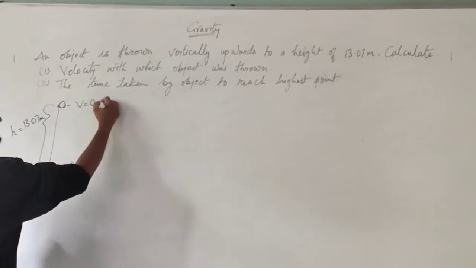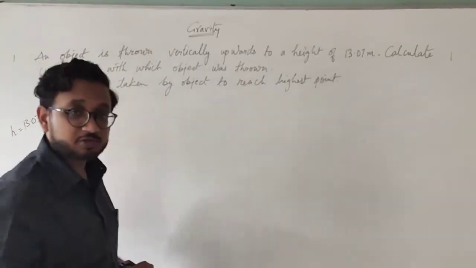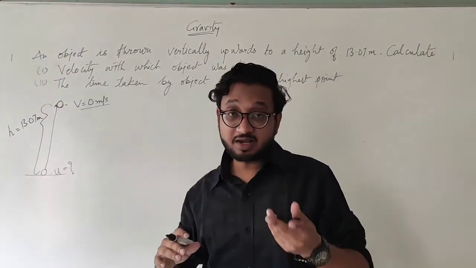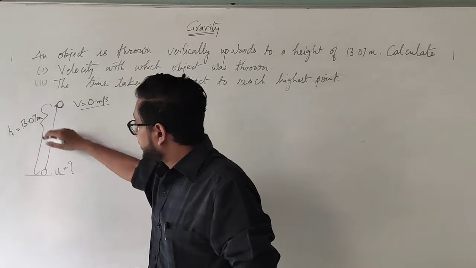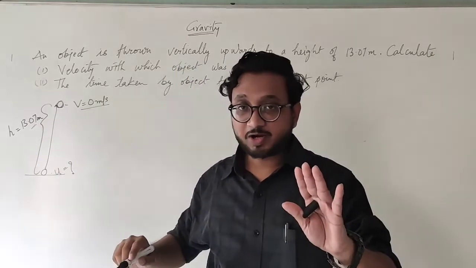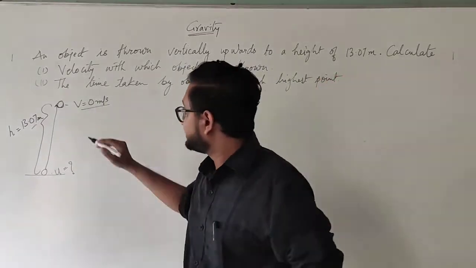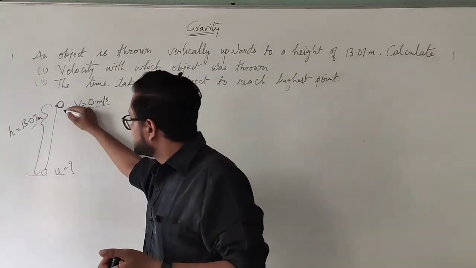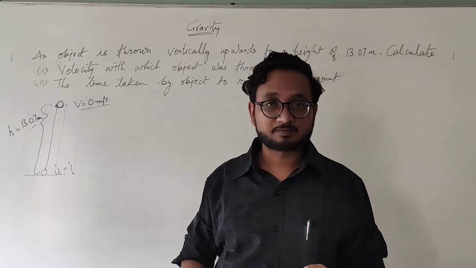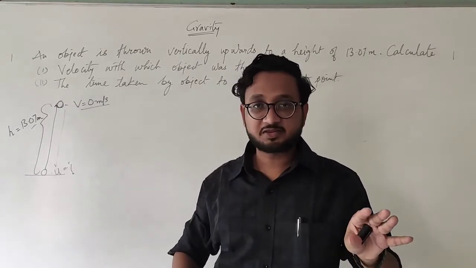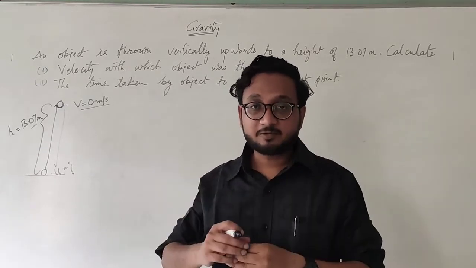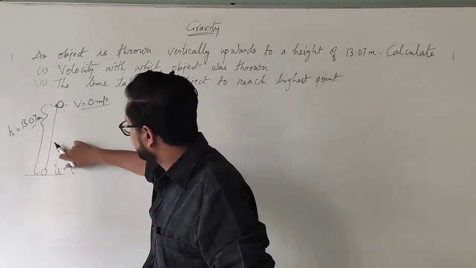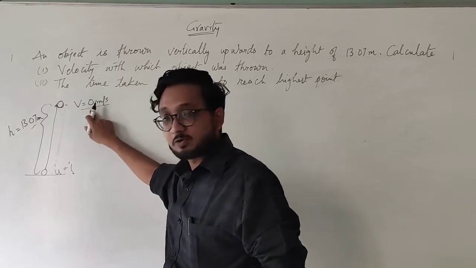After 13.07 meters, the ball at this particular point stops for a moment, and then its final velocity v becomes 0 meters per second. So you have to imagine this. You have to understand what is actually happening and what will happen. At 13.07 meters, that is the highest point the ball has gone, and at that particular point its velocity becomes 0. Now what happens? This ball starts coming down towards the ground. We are not interested in that. We are only interested in what happens when the ball goes up.